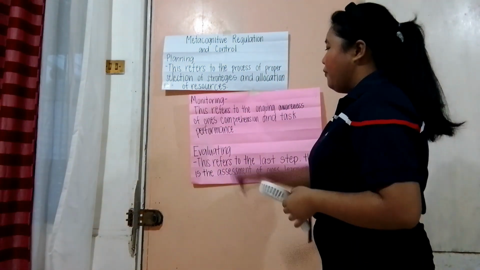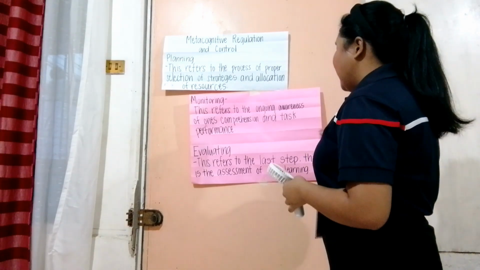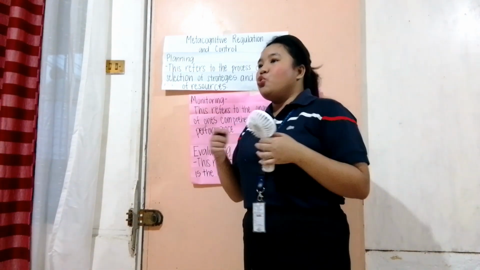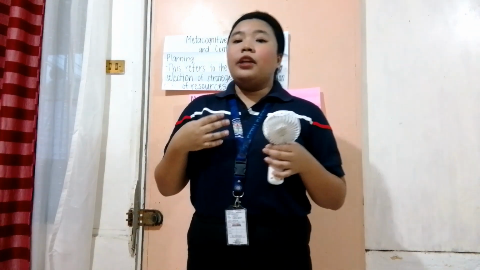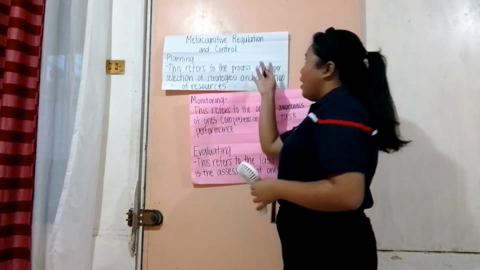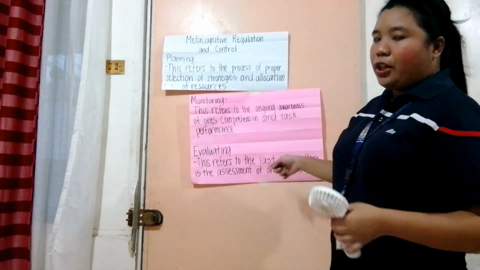Now, the last step is evaluating. This refers to the assessment of one's learning. It is easy to see if the student learned during the discussion or during the task that you were doing, if it really went into their mind, or if the learning really stuck with them. Now, this is the metacognitive regulation and control: planning, monitoring, and evaluating.